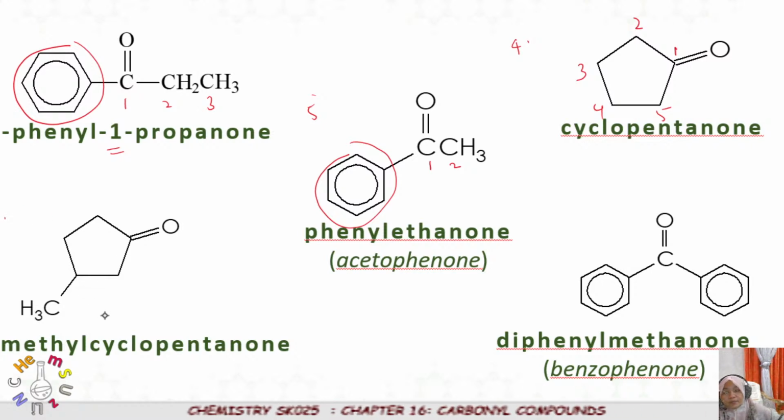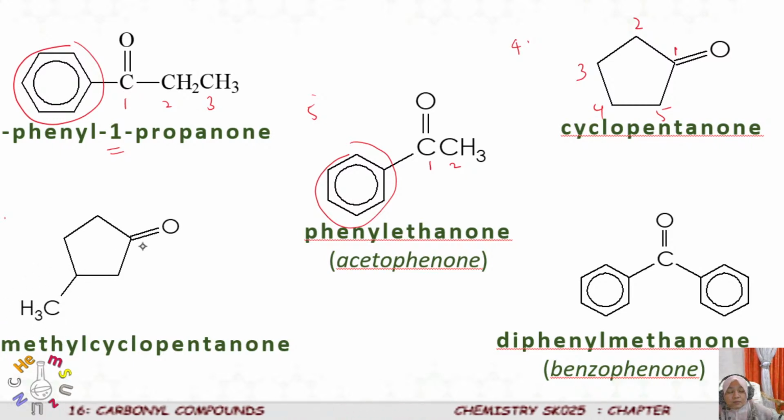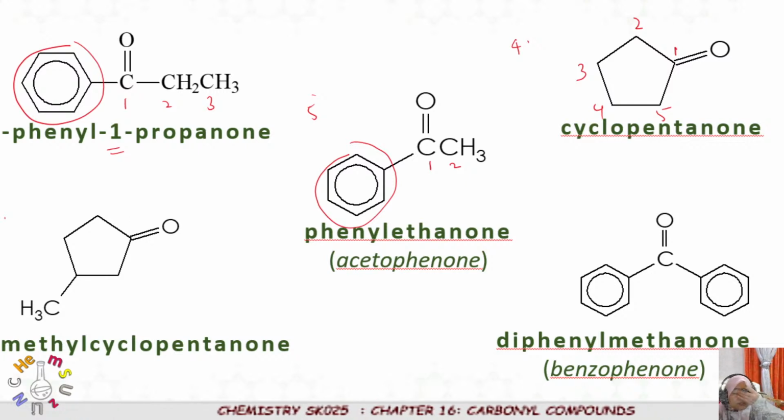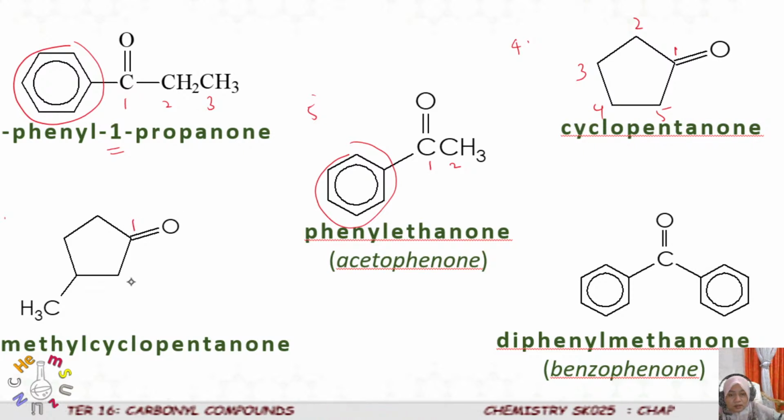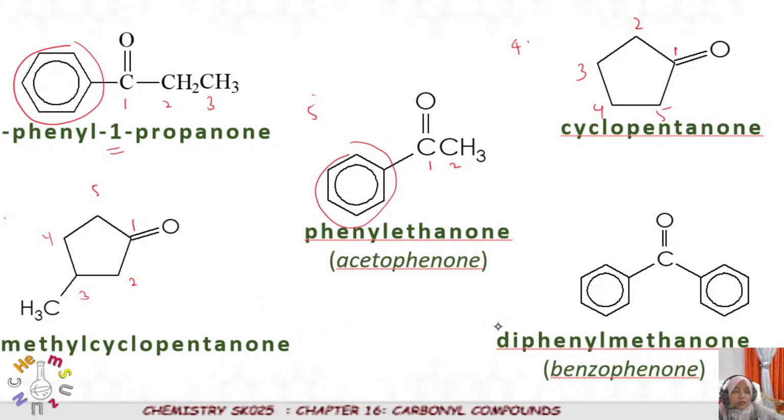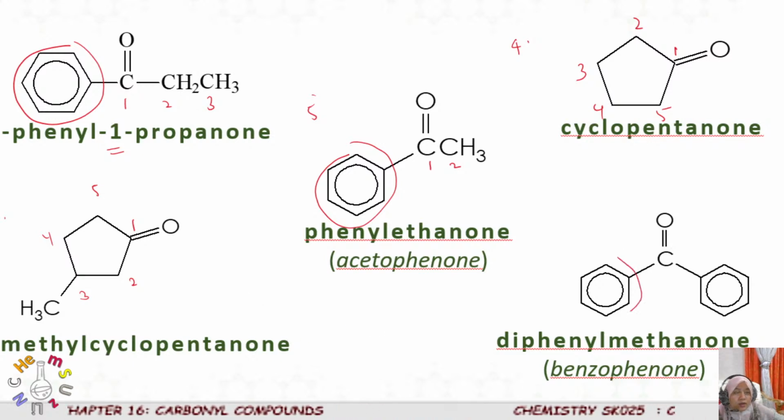Number 6. We are going to give carbon 1 to either the methyl or the C double bond O. The priority is given to the C double bond O. So here is carbon 1, carbon 2, carbon 3, carbon 4, carbon 5. So we name this 3-methyl cyclopentanone. Here we have 1 methyl group.